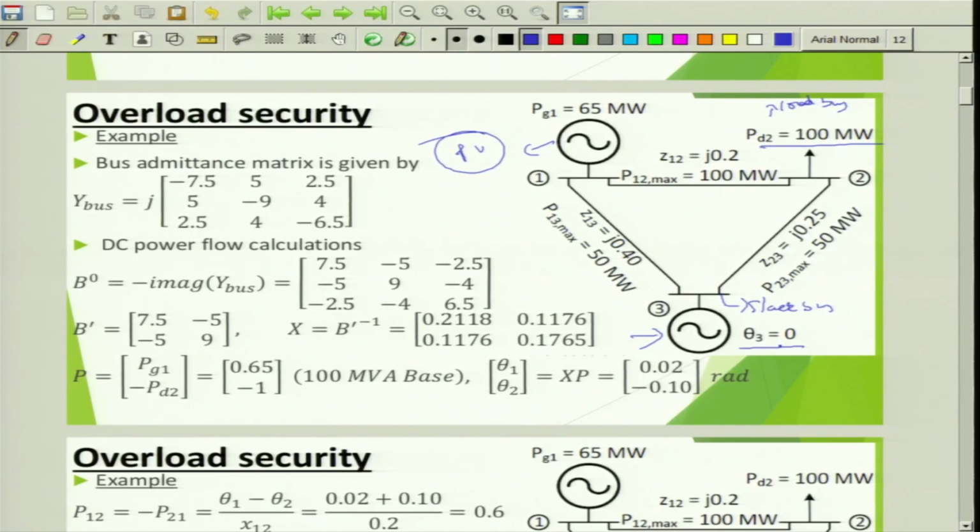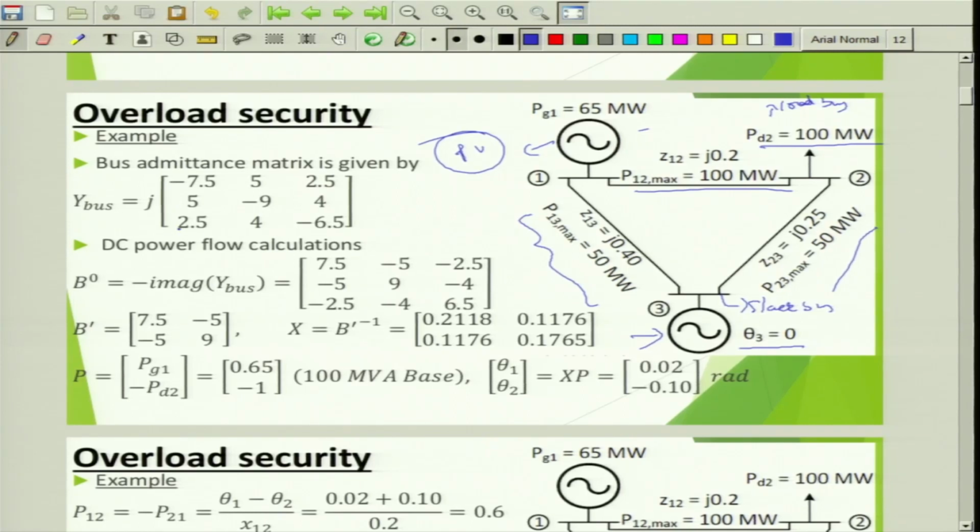Now, there are certain limits given here. Let us say P13 maximum, the line connected between bus number 1 and 3, has a maximum capacity of 50 megawatt. Similarly, there is a line limit for P12 and a line limit for P23, there are some impedance values given, and generator 1 is operating at 65 megawatt and the load demand is 100 megawatt.